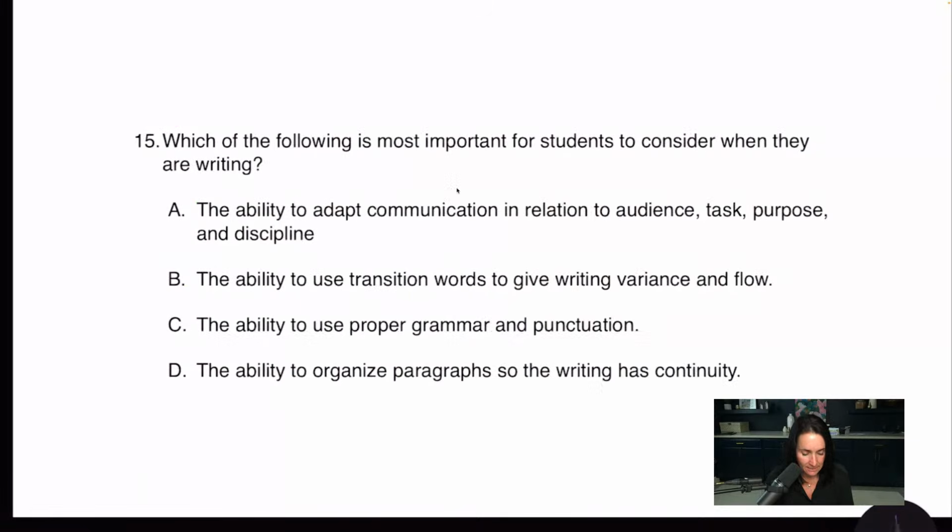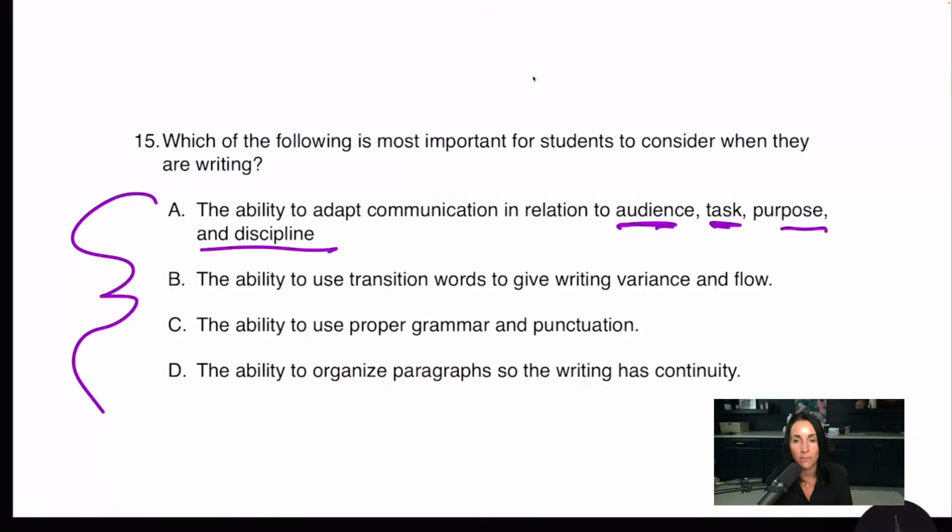All right, number 15, this is our last multiple choice, and then we're going to move into the constructed response. But before that, I'm going to take questions if you guys are asking them in the chat because I can't see them right now. Number 15, which of the following is most important for students to consider when they are writing? Oops, I forgot to work backwards. Sorry, guys, let's work backwards. The ability to adapt communication in relation to audience, task, purpose, and discipline. Okay, another good word here. Knowing your audience, task, purpose, and discipline is a really, really important thing when you're teaching students writing.